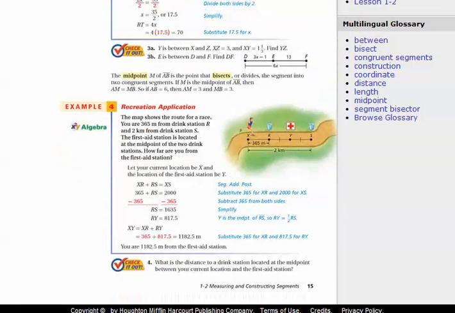Okay, then we have the midpoint. The midpoint bisects, or divides, the segment in half. The midpoint is exactly in the middle. Again, this is terminology that you want to make sure you're able to use.